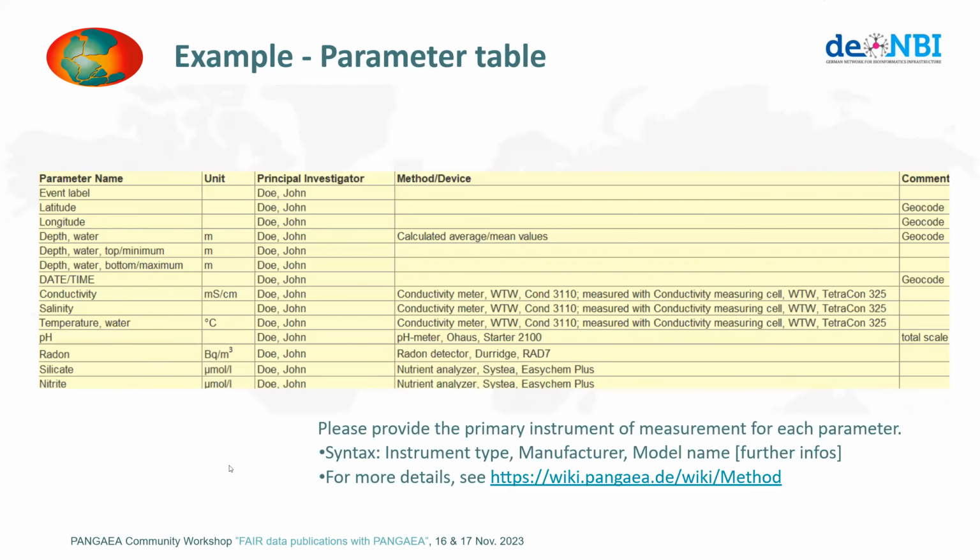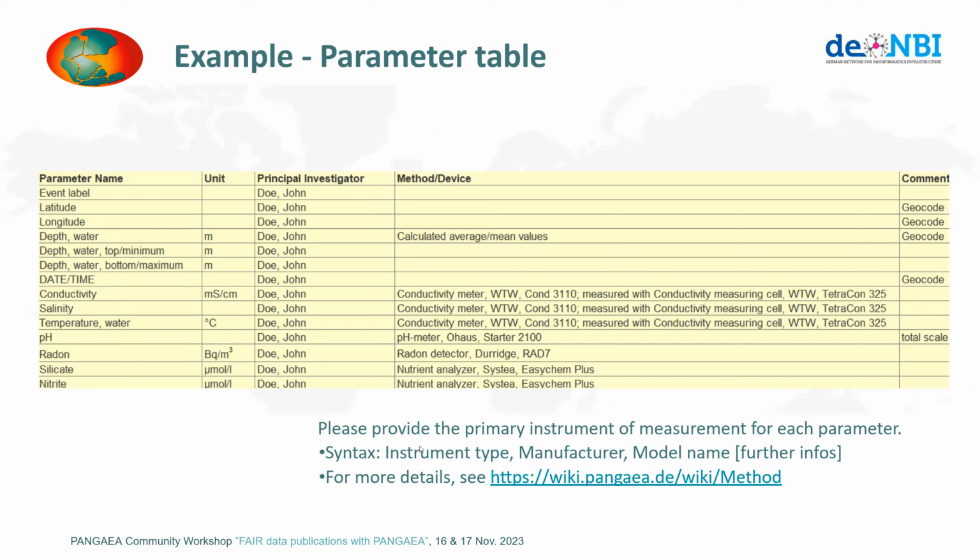Here's an example for the parameter table. So this is what I showed you in the beginning on this data set. The data editor will add this information to the system. And this is actually especially important if you have really complex parameters and methods. It's much easier for the curator to enter this information in the system if you provide such a table. So you provide the parameter name, the unit, the principal investigator, which can also be different ones. And you have the method device and the comment.